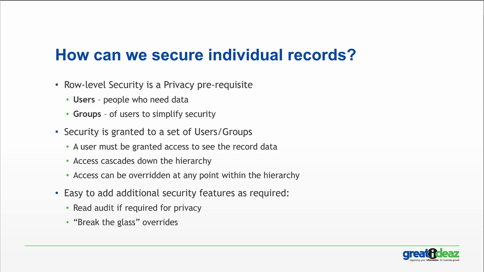So security is granted to sets of users and groups. Now, for Tony to be able to see a record data, he must be explicitly granted access to see that record. Okay, so what I now need is a way of actually securing individual records. So let's go and have a look at how we did that in Trellispark.